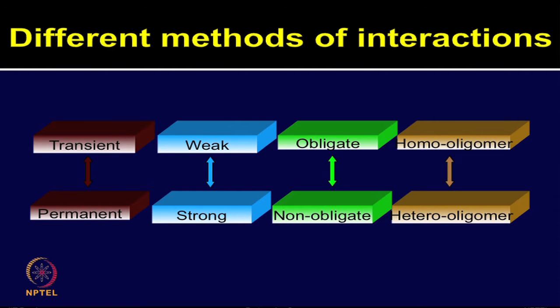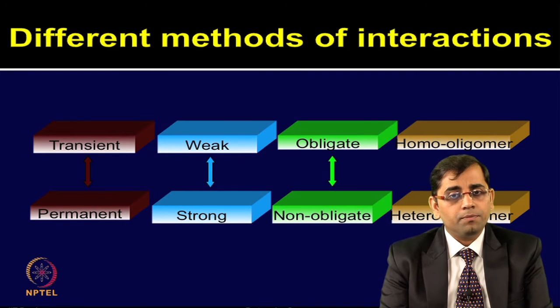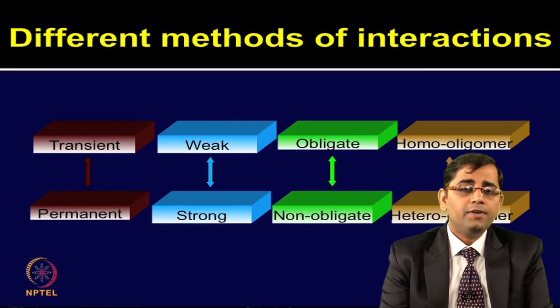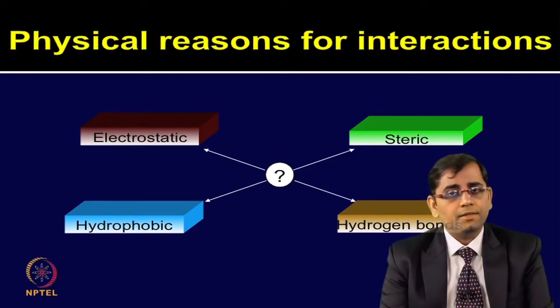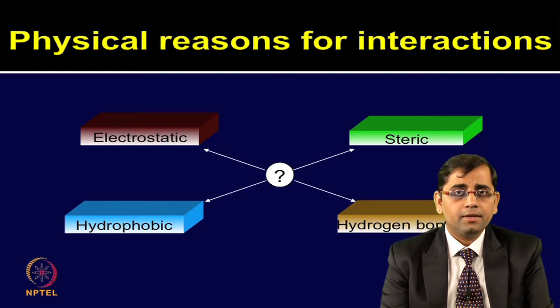Interactions can also be obligate or non-obligate. They can form homo-oligomers as well as different kinds of oligomeric units to combine and form hetero-oligomers. So, from this discussion, you have got a glimpse of the complexities involved in protein interactions. Studying these molecular interactions thus necessitates various technologies, primarily because of the diversity and complexity involved in these interactions. Let's look at the various physical forces and their implications resulting in protein interactions. These are mainly electrostatic, hydrophobic, steric, or hydrogen bonds.